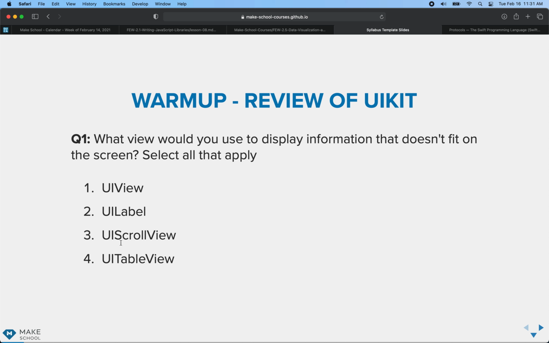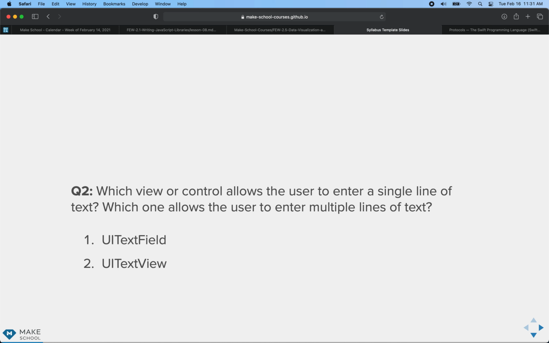So probably scroll view and table view, right? Because they scroll, we can have a list of things. If they have a lot of things on the page, we can scroll through them, and they can extend off the edge of the page.